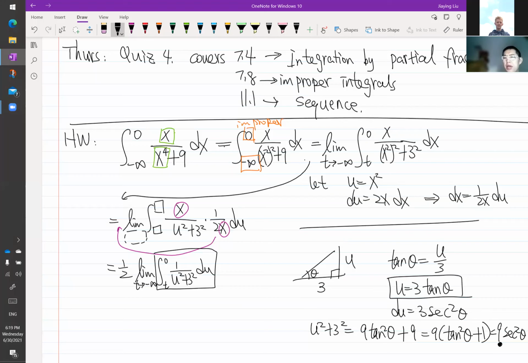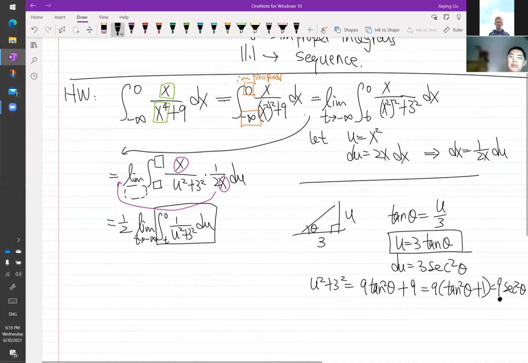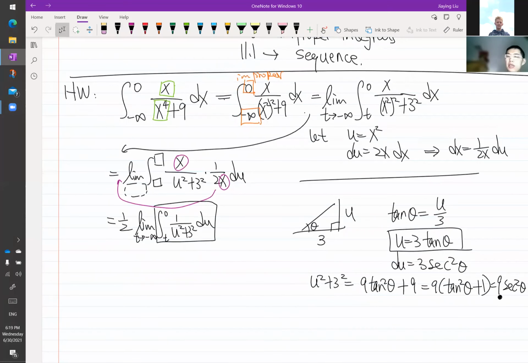Aiden, this part is where I made a mistake last time when I was helping you. I think I wrote a 3. Whatever the example I had, I didn't keep it as a 9 equivalently. So that's u squared plus 3 squared. So now I'm going to put it into the integral.